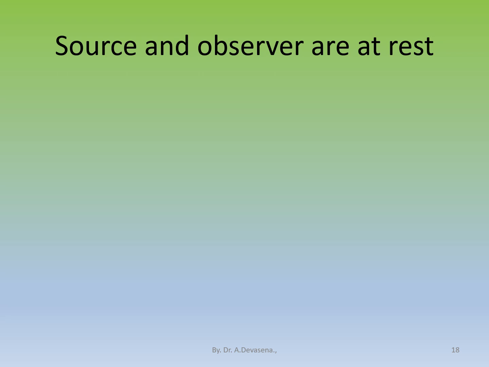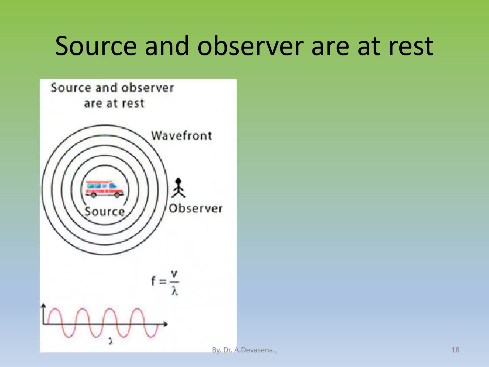Source and observer are at rest. A representation is shown here. In this diagram, both the source and observer are in a stationary condition. So the frequency f is equal to v by lambda.